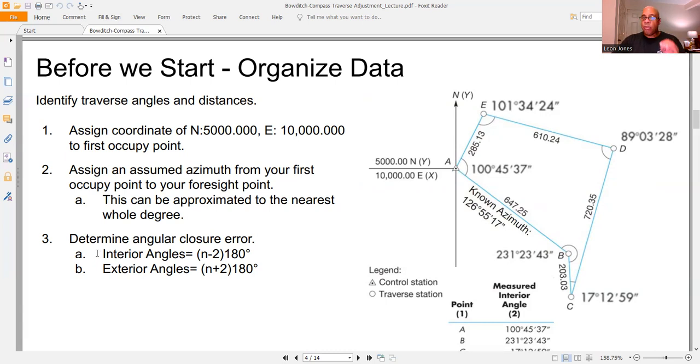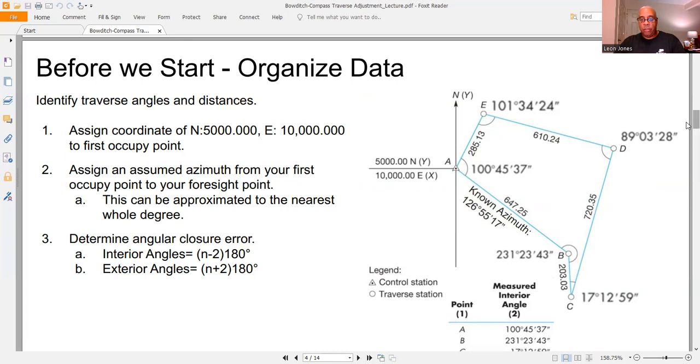Here's where the formulas come into play. Determine angular closure error. Interior angles equal n minus 2 times 180. Exterior angles equal n plus 2 times 180. Now, here's the polygon. Here's all the information you're given. You have your known azimuth. You actually have your interior angles here.